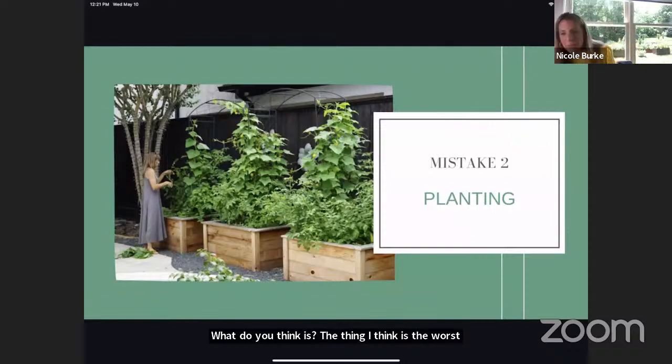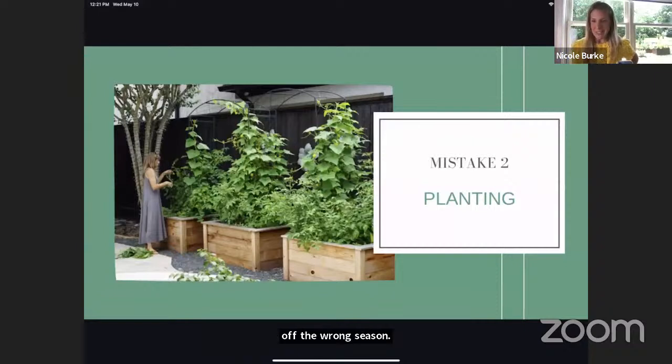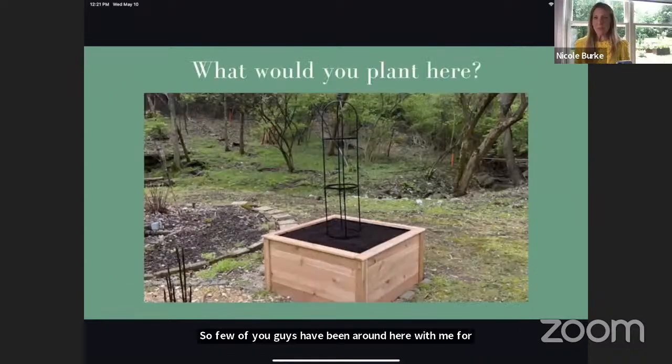Kelly says the timing is off, the wrong season. Okay, interesting, wrong season. Too shallow, underplanting. They don't plant enough, considering the sun, overwatering, too much, buying expensive, not starting by seed, planting too soon, too many plants, too much, not intensive. That's right. So a few of you guys have been around here with me for a while, and you know that I'm going to say that you should plant.